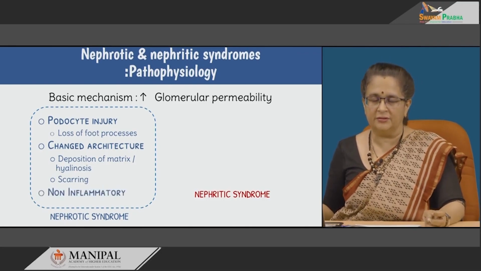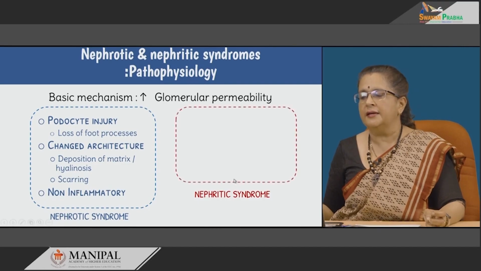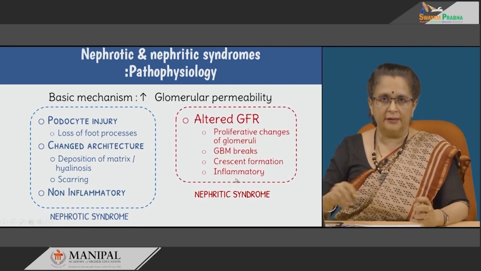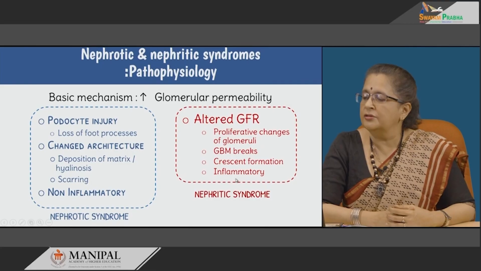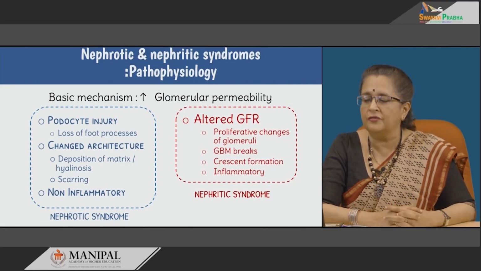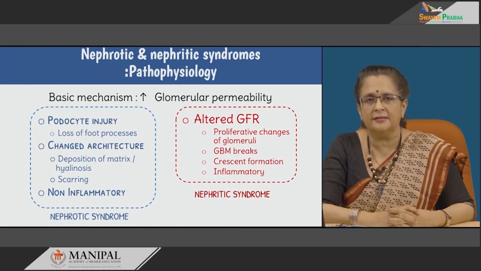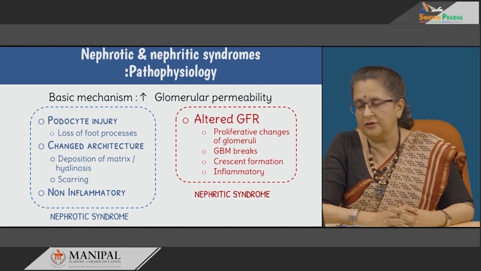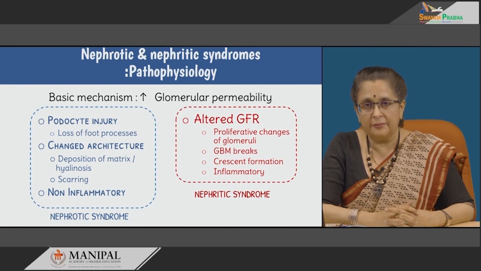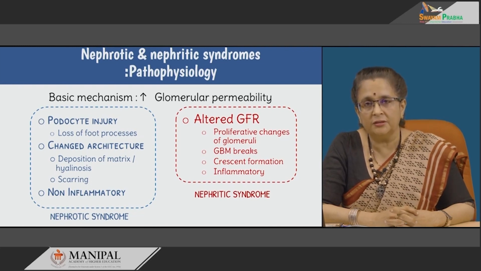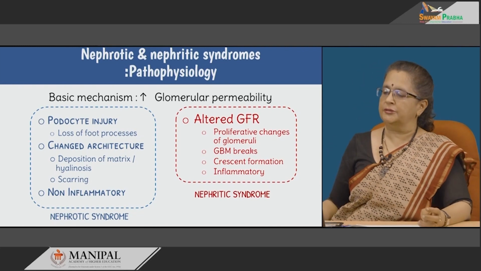No inflammation is associated in these conditions, whereas in nephritic syndrome there is an altered glomerular filtration rate. This could be a combination of various factors, or it could be individually one of these factors, that is proliferative changes of glomeruli, then glomerular basement membrane breaks, crescent formation and inflammation.